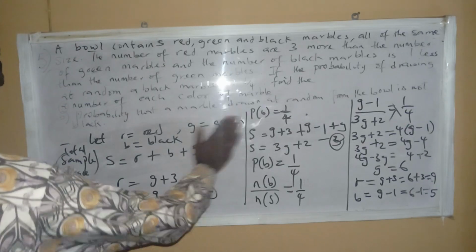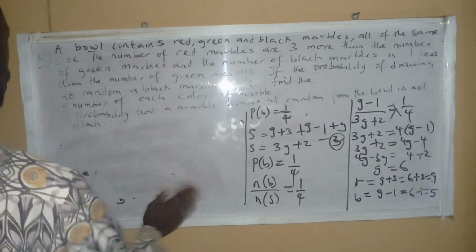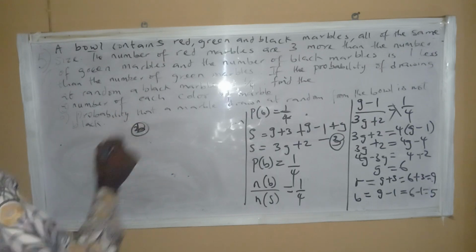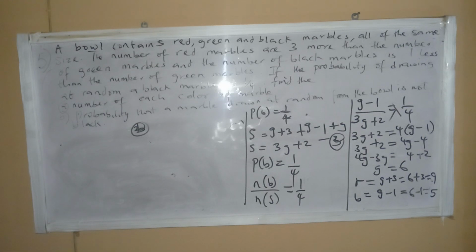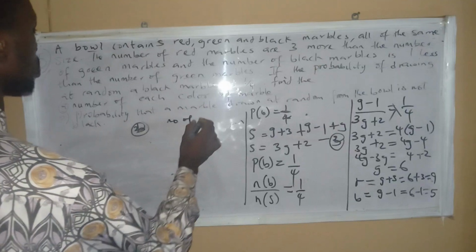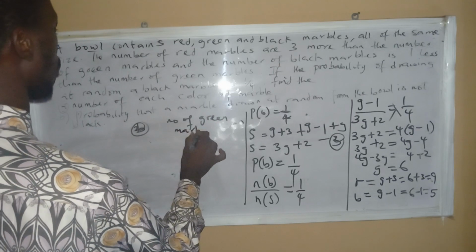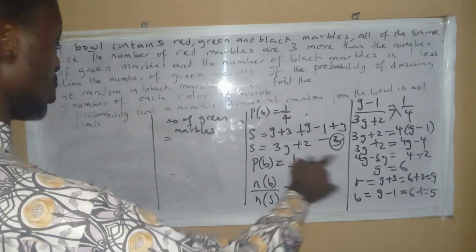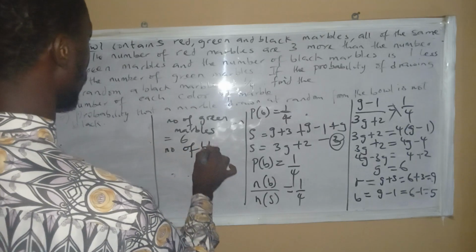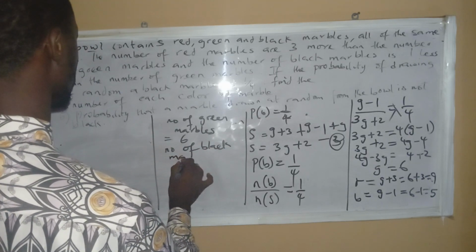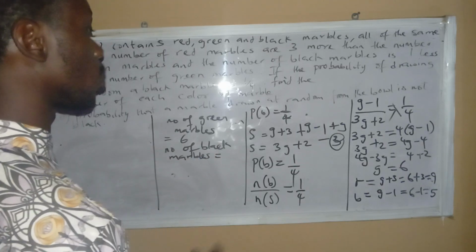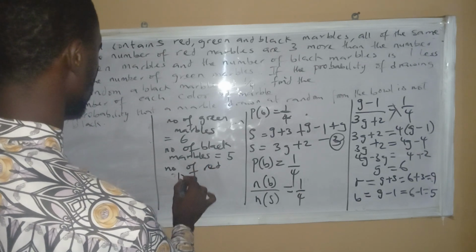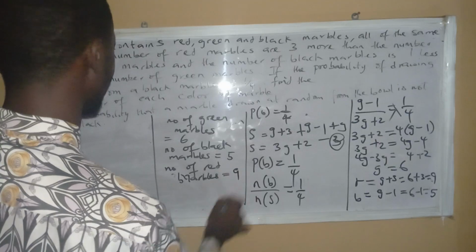Now, without wasting much time, let me clean this up. Remember that we already know the number of marbles. The number of green marbles is 6, the number of black marbles is 5, and the number of red marbles is 9.